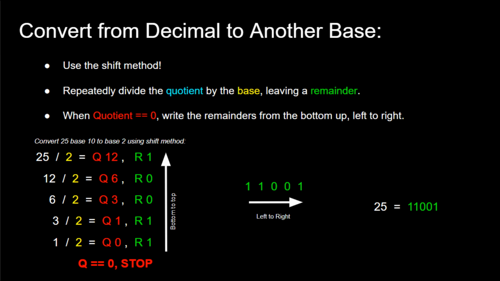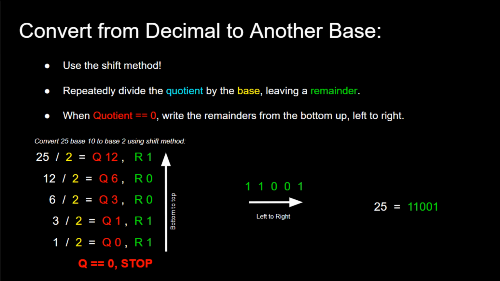Let's start by converting a small decimal number, like 25, into a binary value using the shift method. So if we divide 25 by 2, our result is 12 with a remainder of 1. We then take that quotient 12 and divide it by 2 again, and we get 6 with a remainder of 0. We then divide 6 by 2 to get 3 and a remainder of 0. 3 divided by 2 is 1 with a remainder of 1. And 1 divided by 2 is 0 with a remainder of 1.